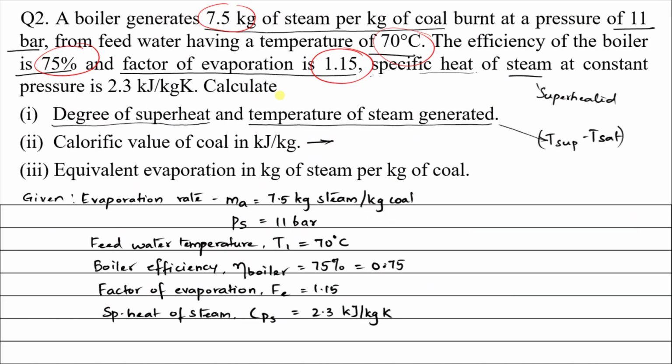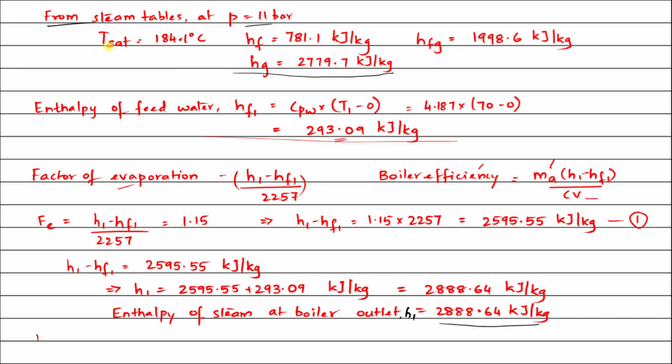So in the question, we were given the boiler efficiency, the factor of evaporation, and the condition of the steam. I am given the pressure at which the steam is generated, and the evaporation rate. With those values, firstly I took the necessary values from the steam tables: the saturation temperature, then the enthalpy of the saturated steam, then I found out the enthalpy of feed water.